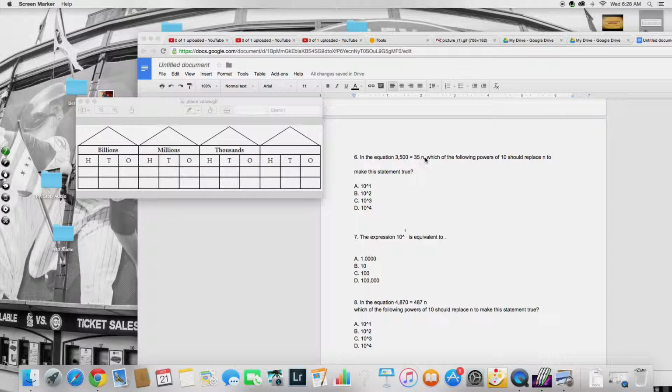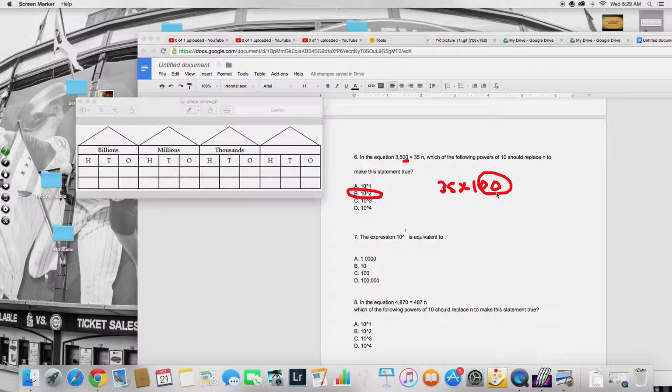So if we look up here, 35 times something, well, we need to get 2 more zeros. With 35, we've already got the 35. It's no problem. 35 times 1 is 35. But then we've got to get these 2 zeros. Okay, so 35 times 100 would equal 3,500. How many zeros do we have here? 2. So we want 10 to the 2nd power.